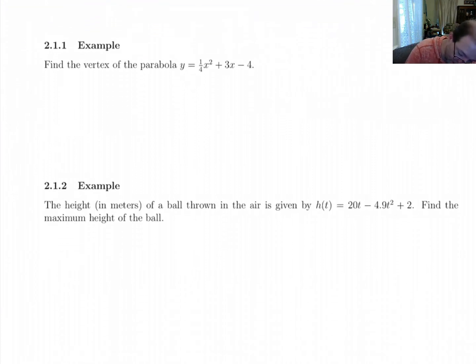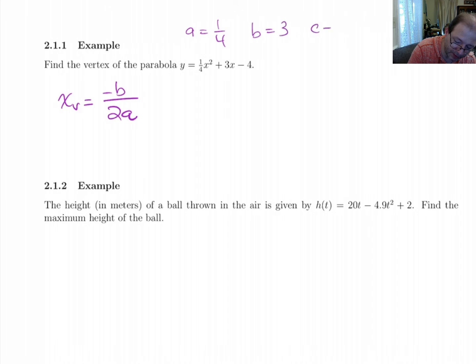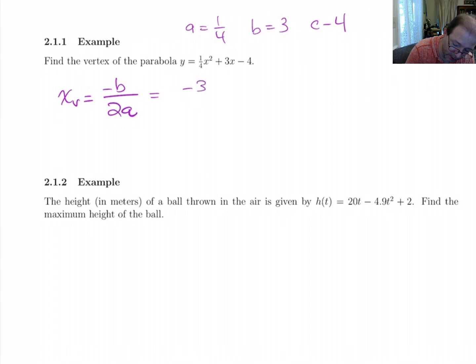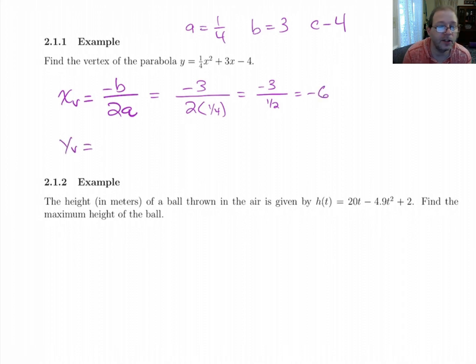All right, the x-coordinate of the vertex is minus b over 2a. If I come back up here, a is 1/4, b is 3, and c is negative 4. So my x-coordinate is going to be minus 3 over 2 times a, 1/4. So I get minus 3 over, let's see, 2 times a fourth is a half. So negative 3 divided by a half is negative 6. And then to get my y-coordinate, I just plug that in for x. Plug in the negative 6 for x.